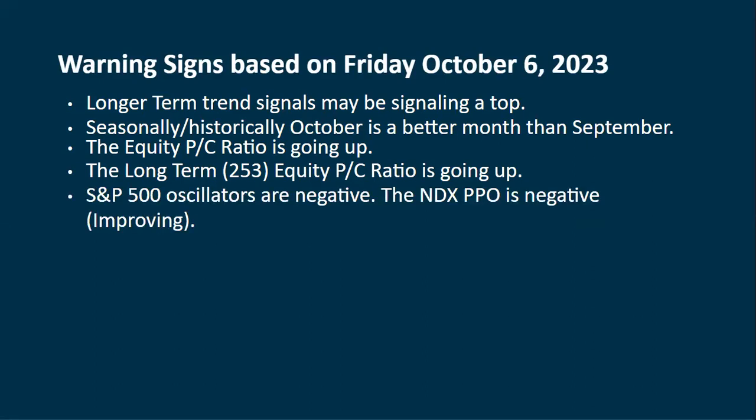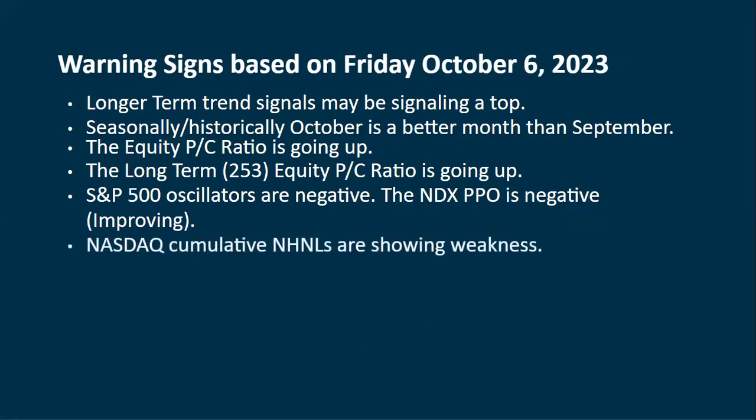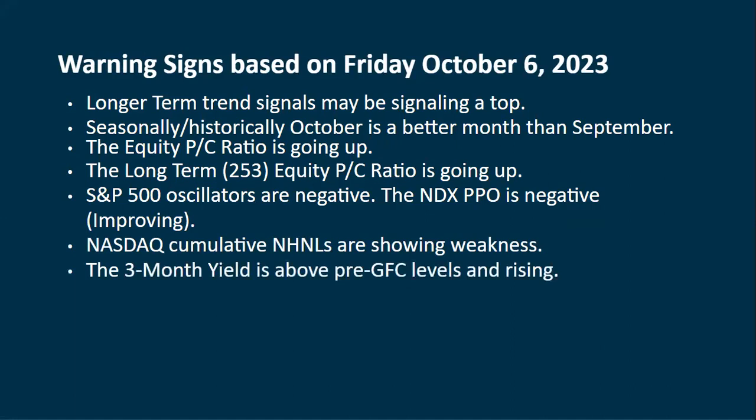All of the daily oscillators for the S&P are negative. The NASDAQ 100 oscillator that I follow is negative, but it could be getting ready to cross above its moving average. The cumulative new highs and new lows for the NASDAQ continue to show weakness. That's gone on now for a few years. The 3-month yield is still above where it was back in 2007.